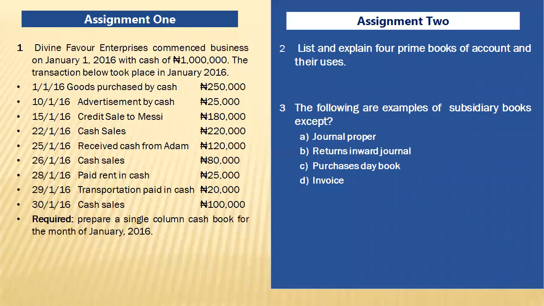So as usual, I always give assignments and expect that you should try your hands on the assignments. You have assignment 1 there about Divine Favor Enterprises, commenced business on 1st January 2016 with cash of 1 million. So I expect that you should be able to solve this problem. Also, you have assignment 2. You should try your hands on the assignments and see how far you have learned. I want to suggest that before you try your hand on the assignments, you watch the video maybe once or twice so that you can get a full grasp of the explanations.